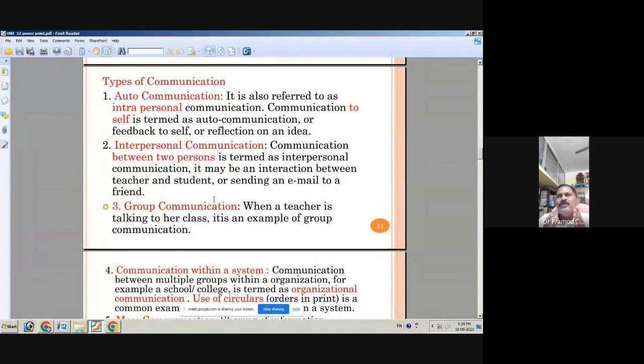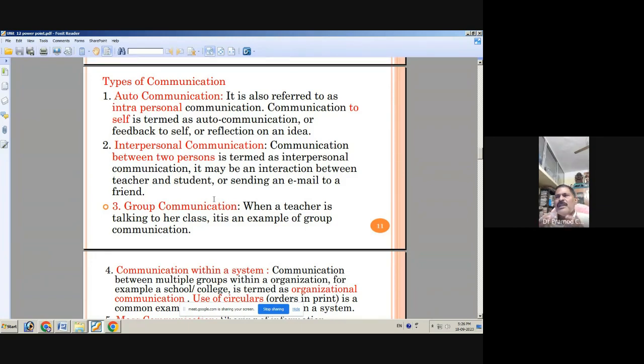Similarly, communication to self is very important. That is auto communication. Try to understand yourself first. Try to get feedback to yourself. Try to reflect your idea to the others. If you are not able to understand all these things, then you cannot reflect them to the others.